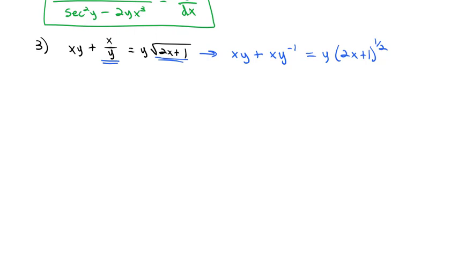Now we're going to have to use several product rules here, so you want to make sure you keep track of each part because we've got a product at the beginning. Actually, let me do this in green so it stands out a little more. A product at the beginning, a product in the middle, and a product at the end, which is going to require us to use the chain rule.